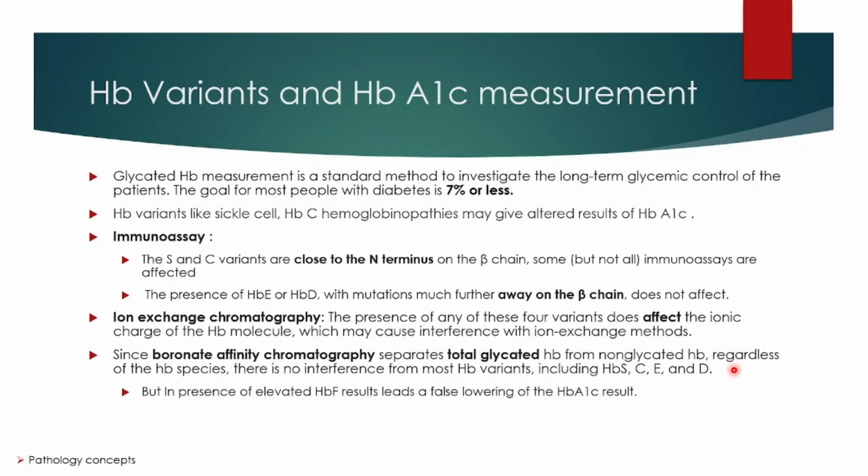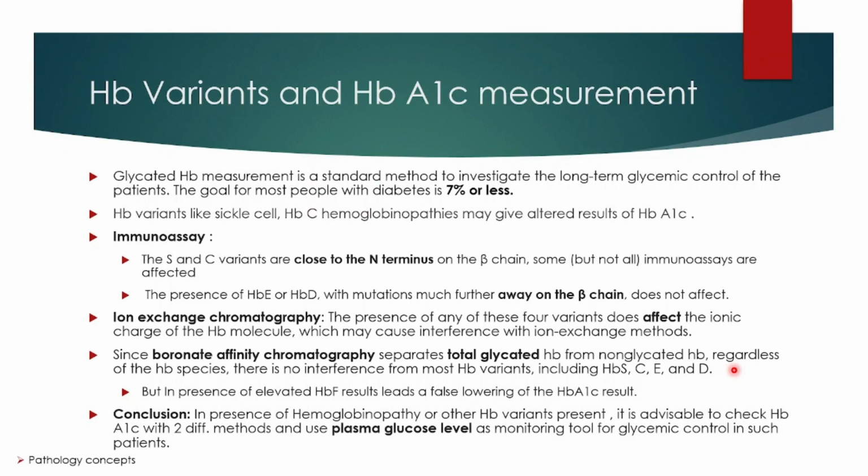Since boronate affinity chromatography separates the total glycated hemoglobin from non-glycated hemoglobin regardless of hemoglobin species, there is generally no interference from most Hb variants, including HbS, C, E and D. But in the presence of elevated HbF, results lead to false lowering of the HbA1c result. Conclusion. In the presence of hemoglobinopathy or other Hb variants, it is advisable to check HbA1c with two different methods and use the plasma glucose level as a monitoring tool for glycemic control in such patients.